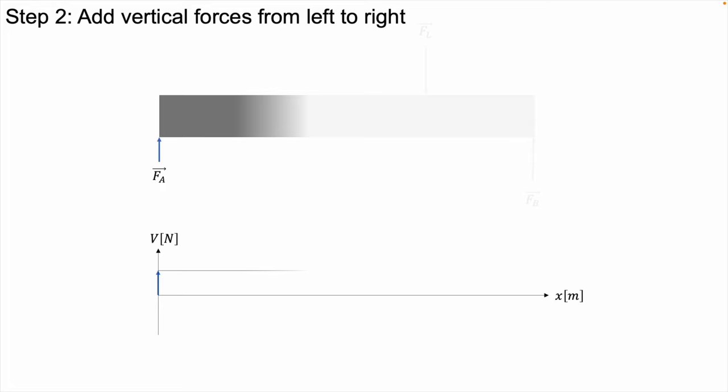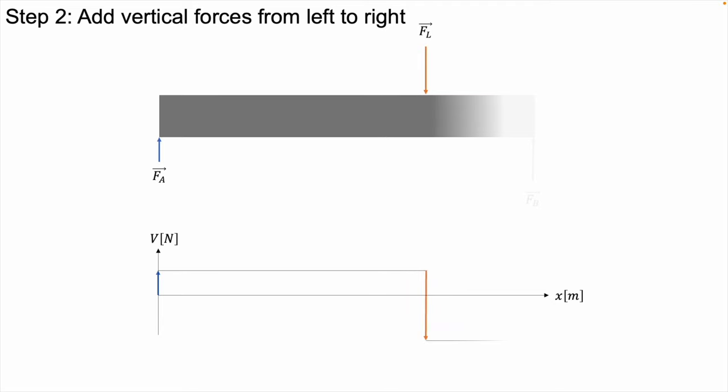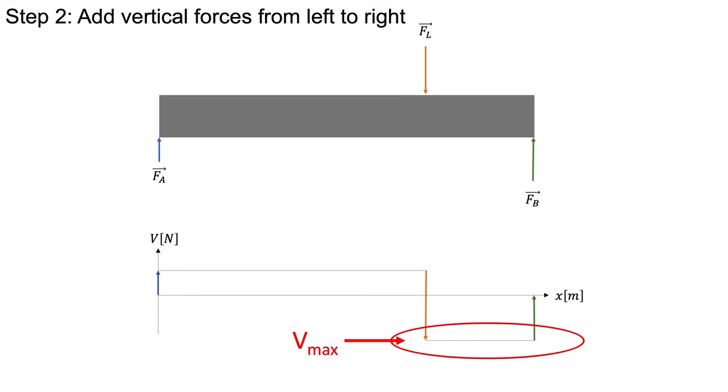So we just keep traveling and plotting a horizontal line until we encounter the first downward force, which in this case is the load. Then we go by the amount of that force down, and then we keep going horizontally until we hit the next upward force, which was the force at the support B. And we have our shear force diagram. Now we can use that diagram to find where the maximal shear occurred. Here that was between the load and the right support.